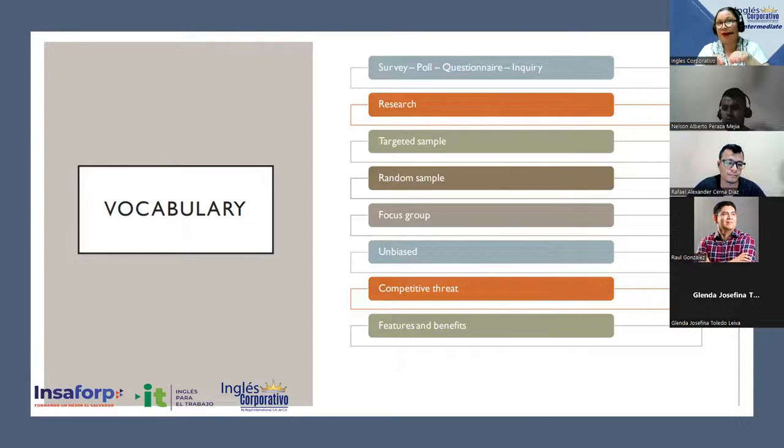Okay, the real competitor, porque pueden haber muchos, pero no todos son sus competidores. O sea, usted va a competir con uno que usted va a encontrar en el benchmarking. Okay. I get it.